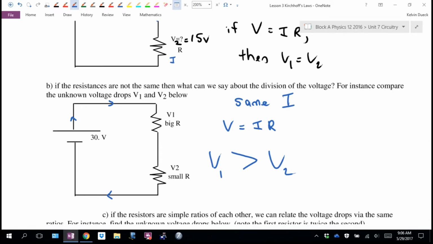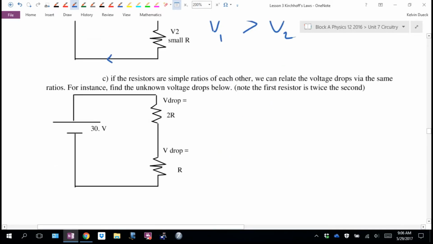I really don't use that last one, this one here, very often. Oh, and the one I also almost never use, but okay, I'm a nerd. They are simple ratios of each other. We can relate the voltage drops via the same ratios. So if I know that this resistance is twice as big as this resistance, the voltages are also going to be in a 2-to-1 ratio, and the bigger voltage goes with the bigger resistance.